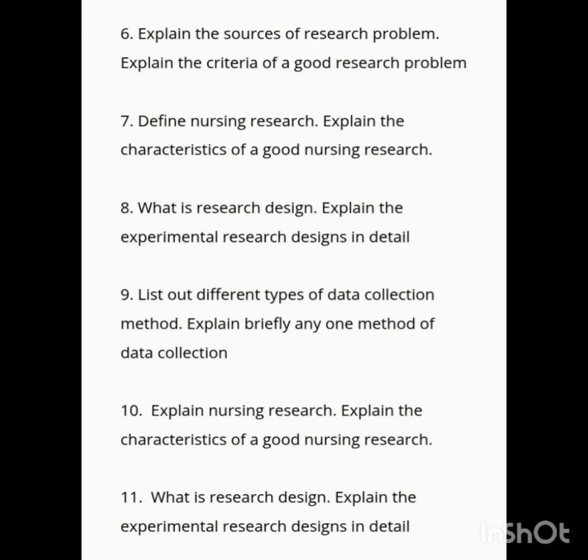Okay, and next the eighth question: what is research design and explain the experimental research design in detail. So this we have already discussed, right? And the next question is: types of data collection, and explain briefly any one method of data collection. There are many types of data collection methods, so in this you have to explain any one method.